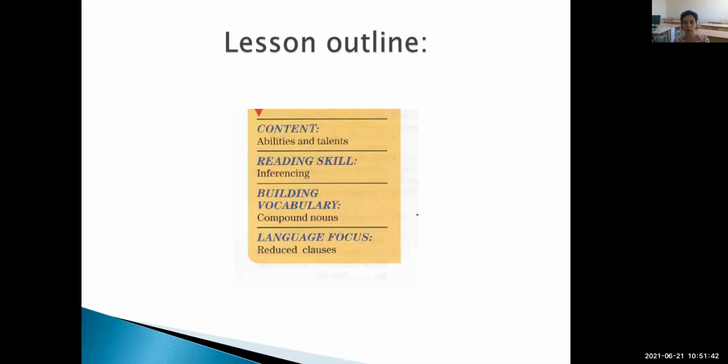Next, I would like to introduce the lesson outline that we are going to discuss today, and what reading strategies and what kind of exercises we are going to do. The content of the text is about a young blind whiz, about the abilities and talents of those who are even blind. The reading skill we are going to develop is inferencing. Then we are going to practice how to build vocabulary, building some compound nouns. We are going to learn what a compound noun is itself, first of all, before building vocabulary. Then we are going to focus on language focus, which is about reduced clauses. I think you know what reduced clauses are. And if you don't, at the end of the lesson you will have an opinion about what a reduced clause is.